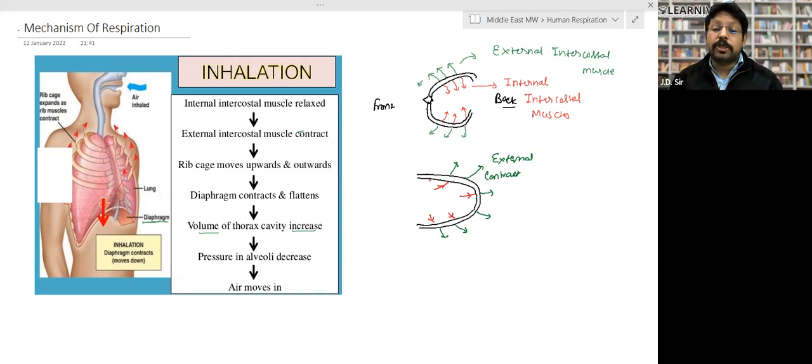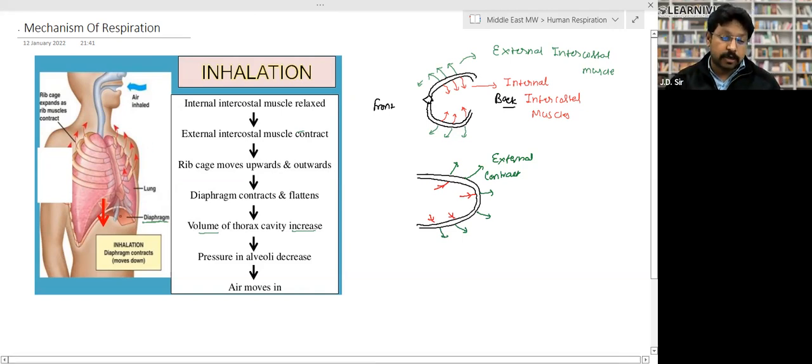Now, one more thing plays a role over here, that is the diaphragm. The diaphragm is a concave structure. It will go down. When it goes down, this convex surface will become flat. Again, the volume will increase. When the volume increases, the pressure inside the lungs will become low. When the pressure inside the lungs is low, then automatically air will go inside.